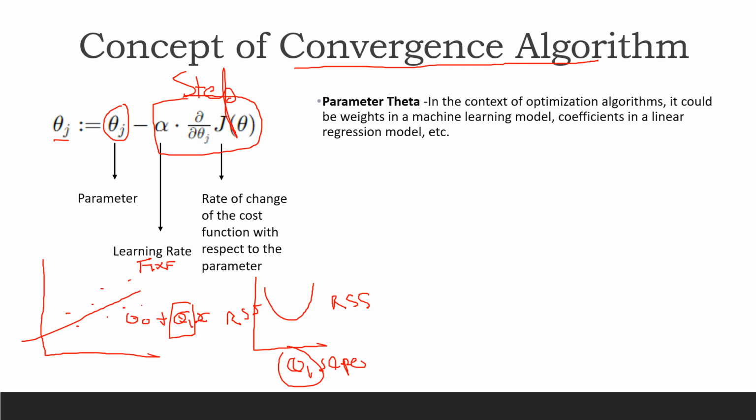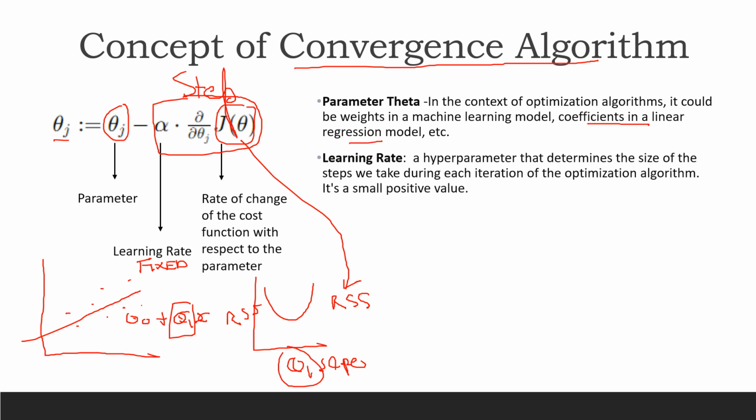and then the derivative of this RSS function, or a partial derivative of that function with respect to theta. This RSS function could be for theta naught, or for theta 1. If we differentiate with respect to theta 1, we will get the optimum value of theta 1 through this convergence algorithm. The parameter theta could be weights in a machine learning model, or, as I said, coefficients in a linear regression model.